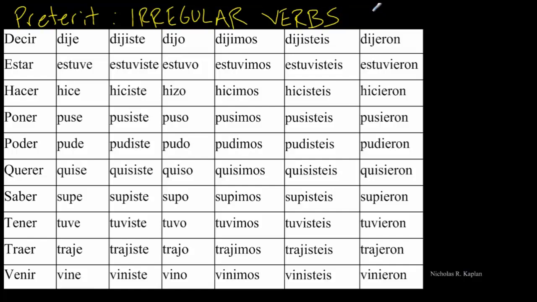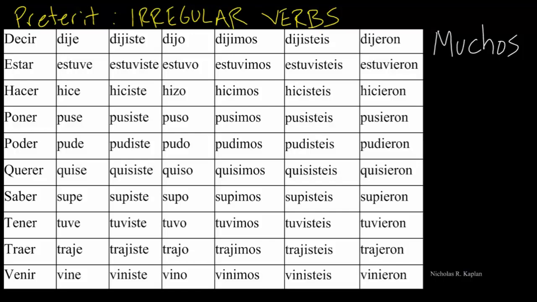Irregular verbs in the preterite tense. Whoa, let's just say there are a lot of irregular verbs in the preterite tense. And what is an irregular verb? It's a verb that doesn't really follow a pattern.